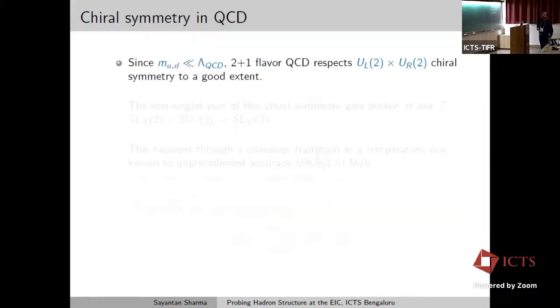So first, let me introduce to you the problem at hand. In QCD, the light quark masses are much less than the intrinsic scale of QCD, which is lambda QCD. And when we do finite temperature, the typical scales are also temperature scales, which are about more than 100 MeV. At those scales, the masses of the light quarks are much smaller than the relevant scales. Hence, the QCD Lagrangian has a global symmetry, which is U2L cross U2R, to a very good extent because the quark masses are very small.